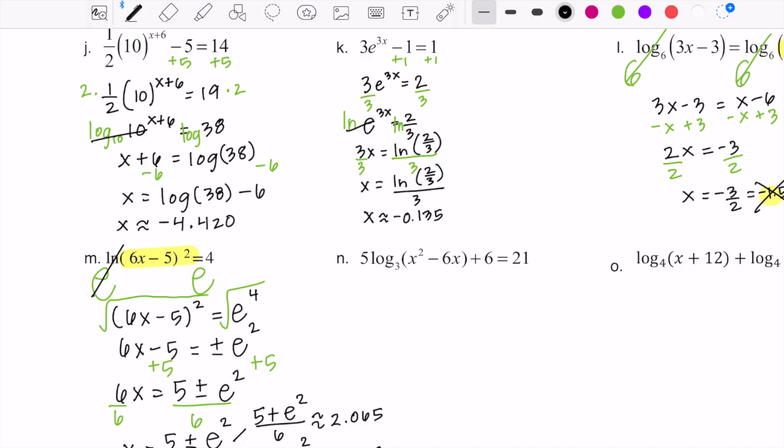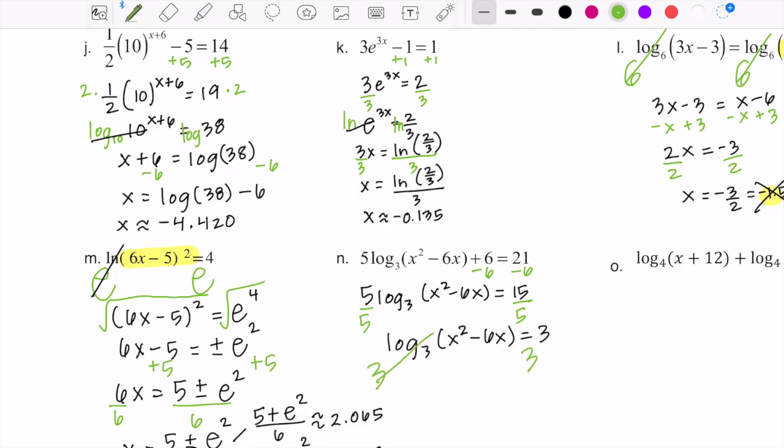And then moving on, this one looks interesting. All right, first thing I'm going to do is subtract 6. Then I'm going to divide by 5. Then I'm going to exponentiate. Be really careful here because sometimes students are tempted to say 3 times 3, but that's 3 to the 3rd power, so that's 27.